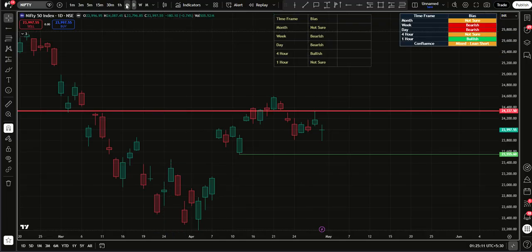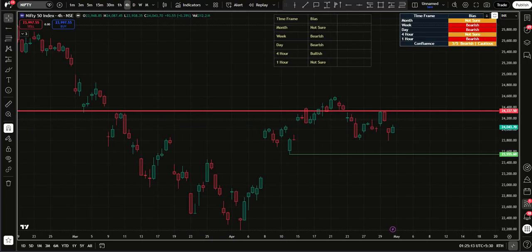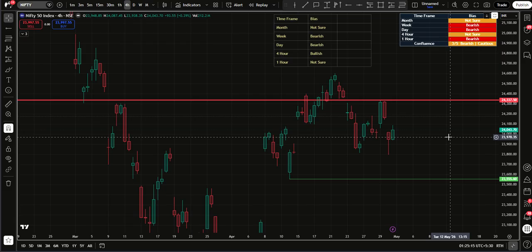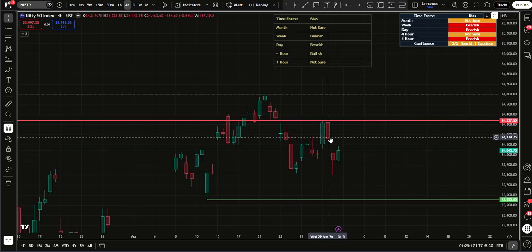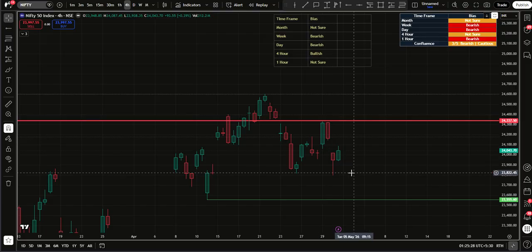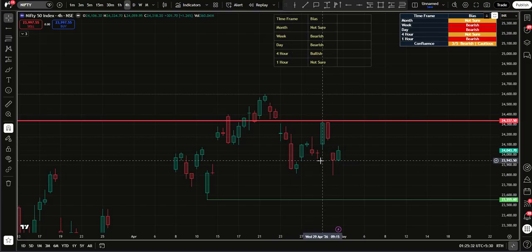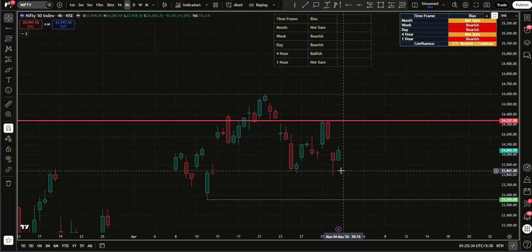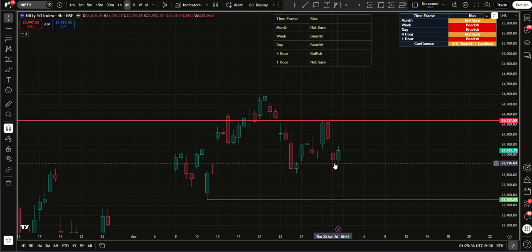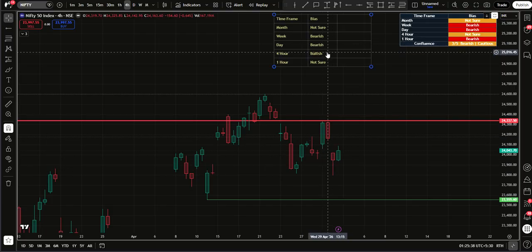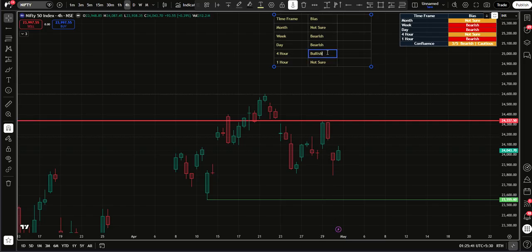Moving over to the 4-hour time frame. On a 4-hour time frame, what is a bias? This is a swing high. This was a swing high that was taken out here, and then it moved down, and this was a swing low. That swing low was also taken. So on a 4-hour time frame, the bias is not sure.